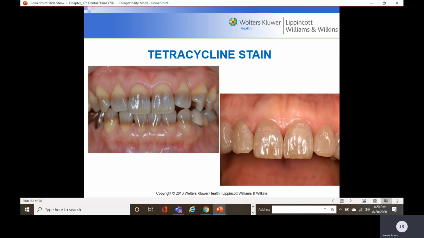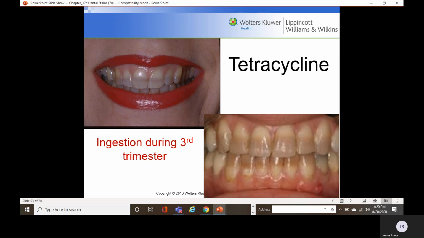More tetracycline stain, different types. This is ingestion of tetracycline during the 3rd trimester, which can cause this.